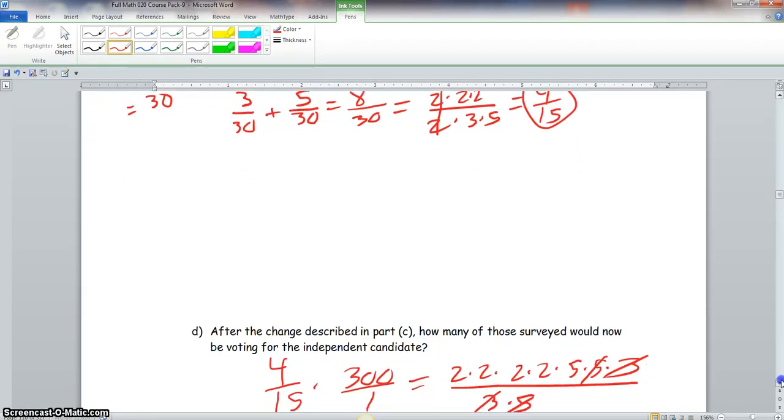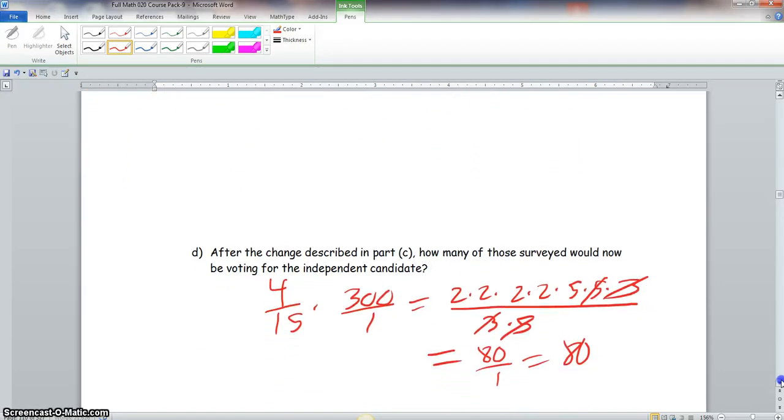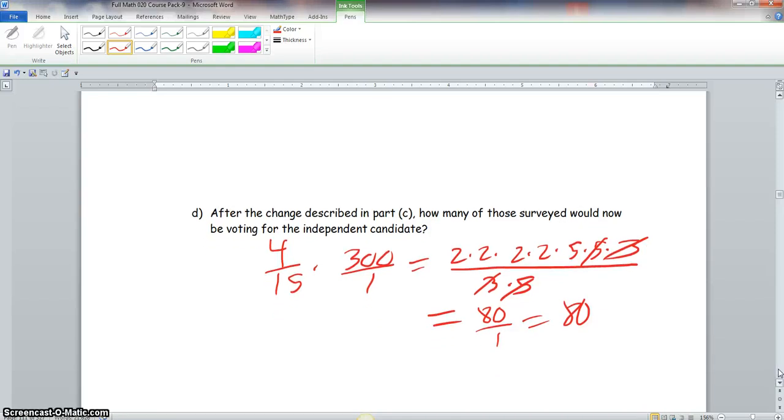Now we go down here to D. It says, after the change described in Part C, how many of those surveyed would now be voting for the independent candidate? So we will have 4/15 times 300 over 1. Now we already did the prime factorization of 300, which was 2 2's, 2 5's, and a 3. And the prime factorization of 4 is 2 times 2. Now the prime factorization of 15 is 3 times 5, and we simplify out our 5's and our 3's.